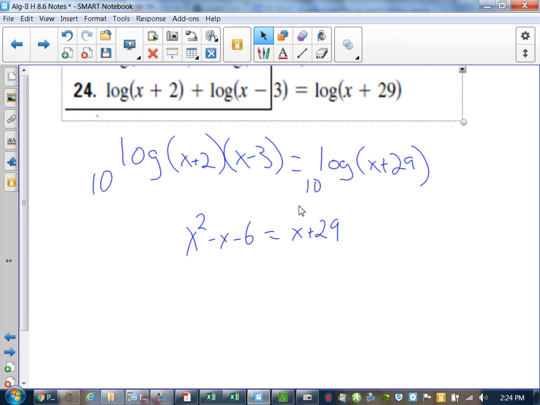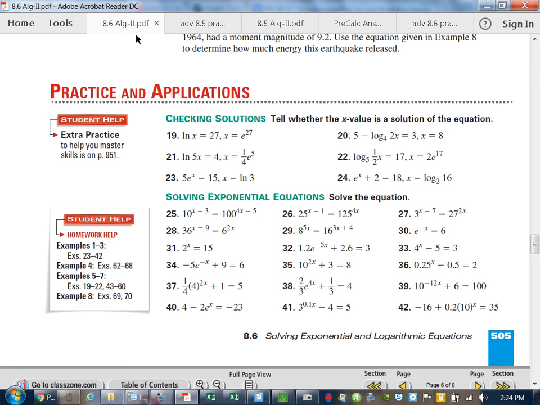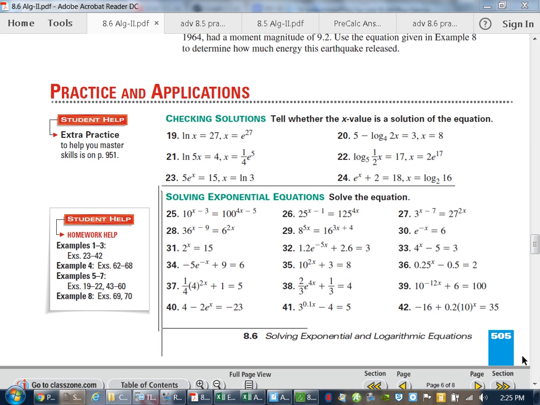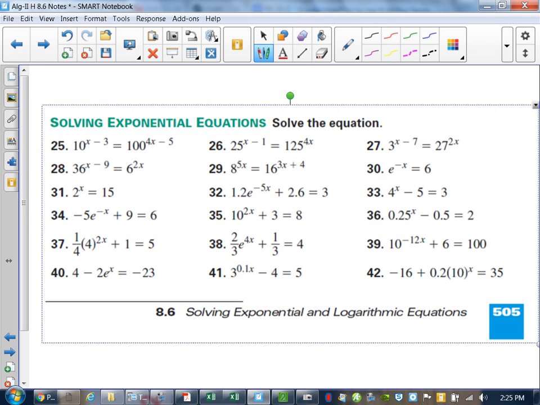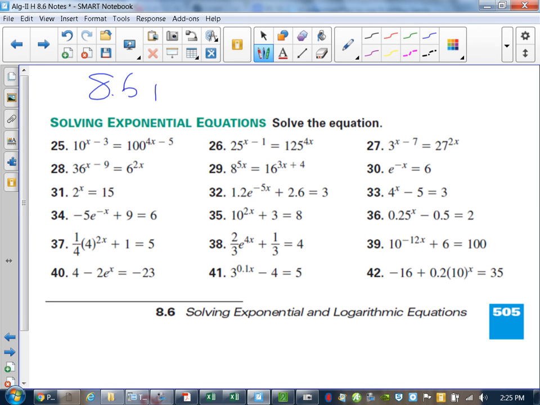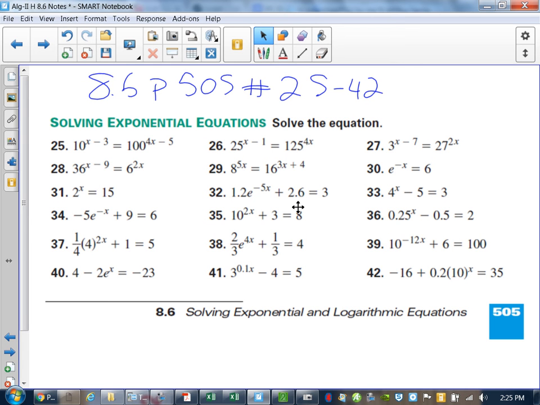Okay. What I want you guys to do tonight is these. So this is 8.6, page 505. Second hour had about as much time as you guys did, and I think most people got up through about 37 before they even got out of there. They'll fly right through them. Okay?